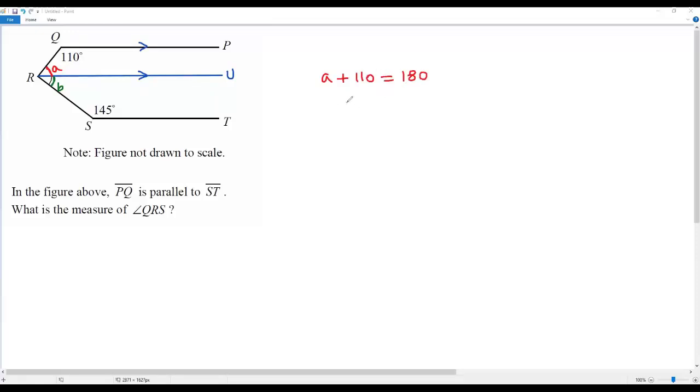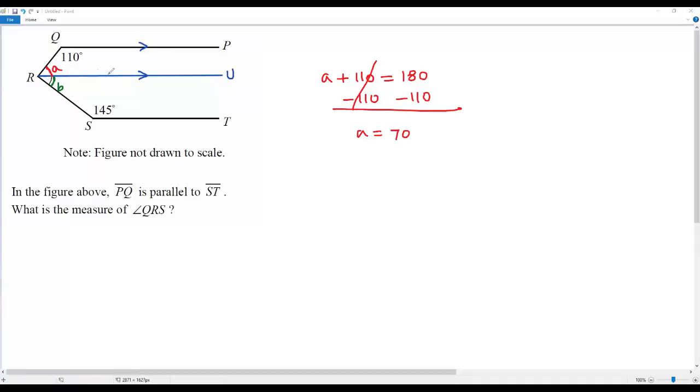Okay, now let's solve for A in this one. For that I have to subtract 110 from both sides. When I do so, this positive 110 and negative 110 will cancel out. When I subtract 110 from 180, I am getting 70. Okay, now I got the angle measure A. Now let's go to the second part.